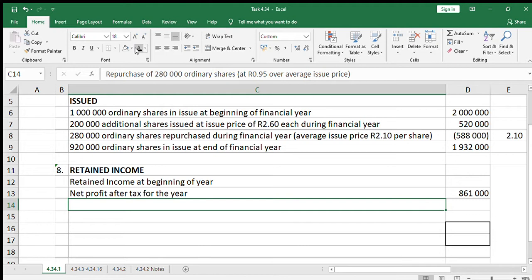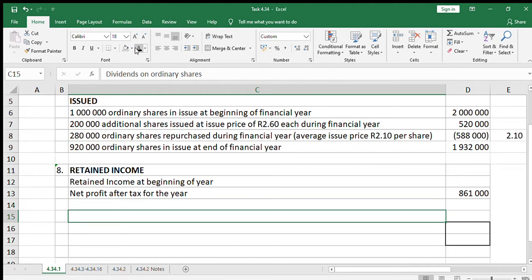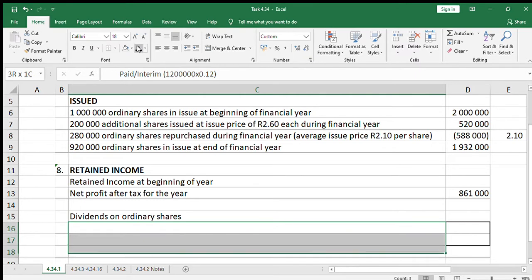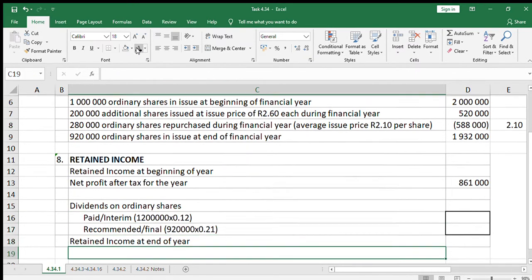Okay, sorry, we'll come back to that. That might be a balancing figure. Okay, then the next thing we'd have is our dividends, which would be the interim dividend, the final dividend, and that would give us the balance of retained income at the end of the year.